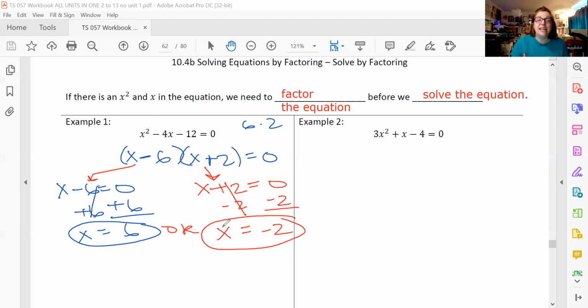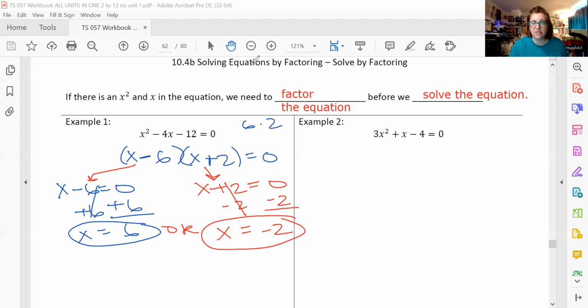So anyway, for this equation, we have solved it by factoring. We found the factors, we set them equal to 0, and then we found the 2 things that x is going to equal to solve this equation. It's either going to be 6 or it's going to be negative 2.